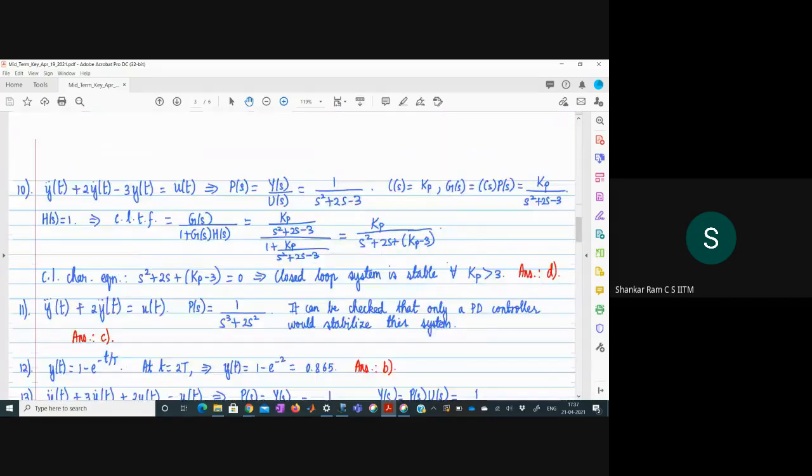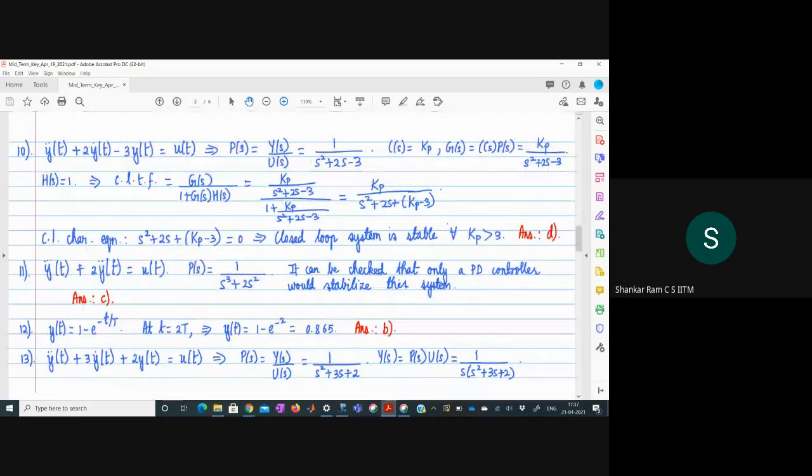Okay. Question number 10. Once again, we need to find the closed loop transfer function, and if you look at the closed loop characteristic polynomial, which is s squared plus 2s plus Kt minus 3, that's the second order polynomial. So consequently, the necessary and sufficient condition for closed loop stability is that all coefficients must be non-zero and of the same sign. So Kt minus 3 should be greater than 0. So Kt greater than 3 is the correct answer. That is choice C.